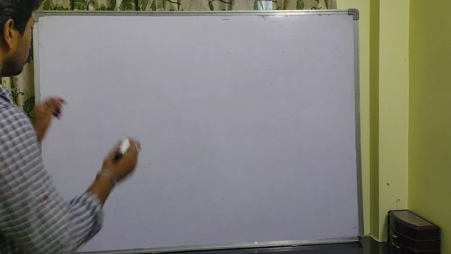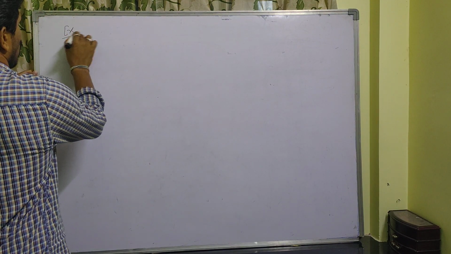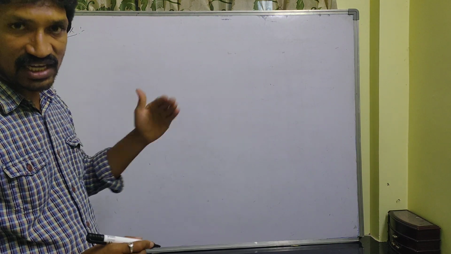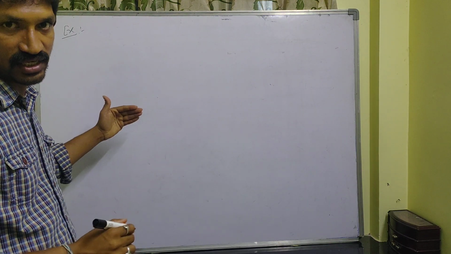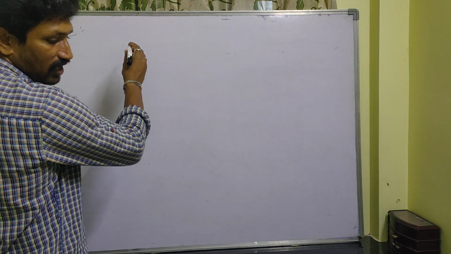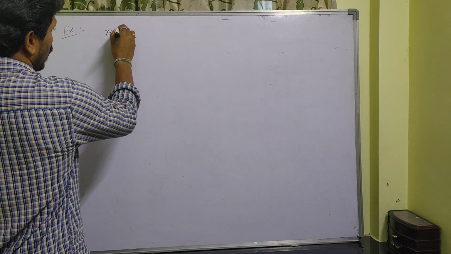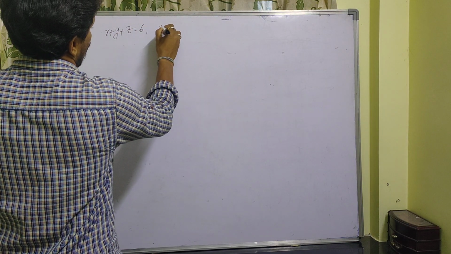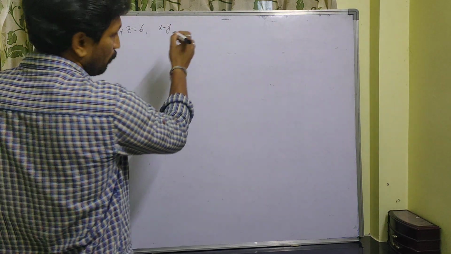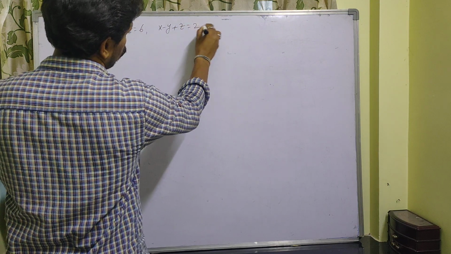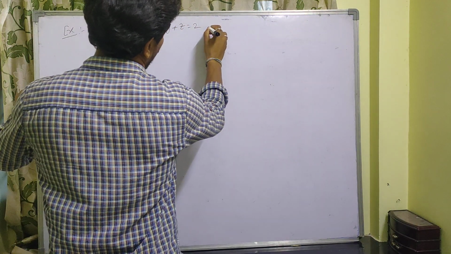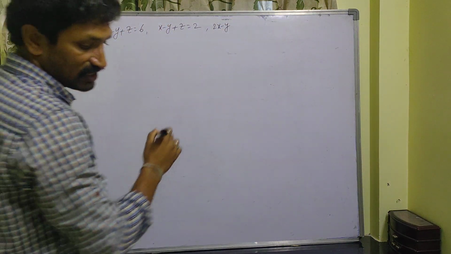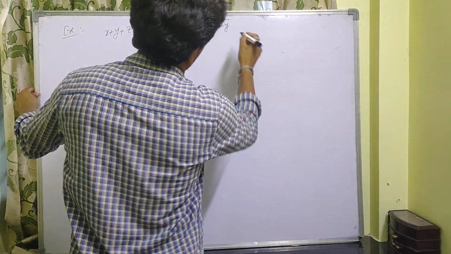Take one example here. Examine whether the given system of equations is consistent or inconsistent. So the equations are: x plus y plus z is equal to 6, x minus y plus z is equal to 2, 2x minus y plus 3z is equal to 9.